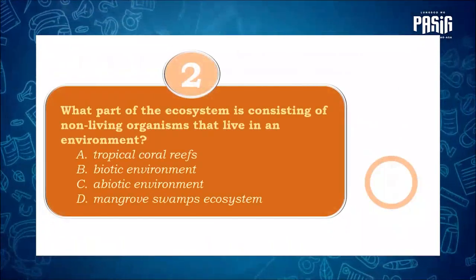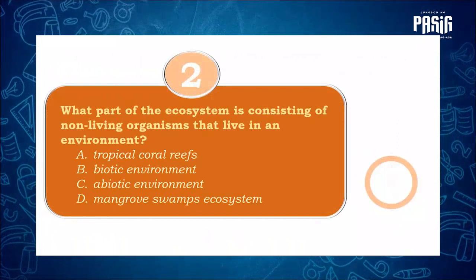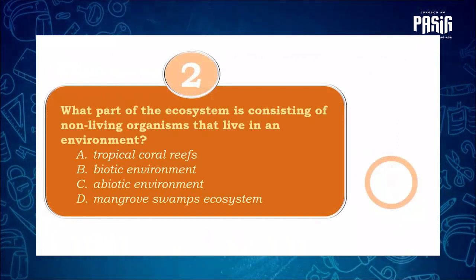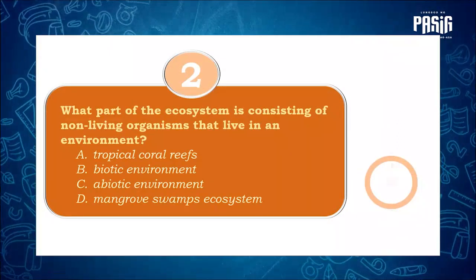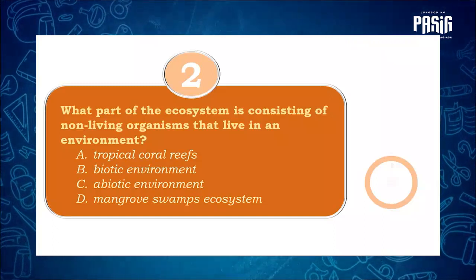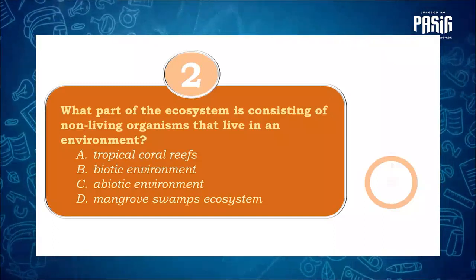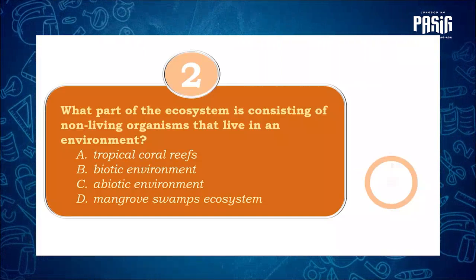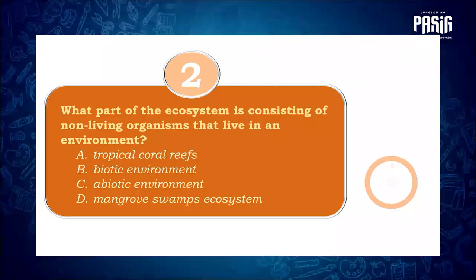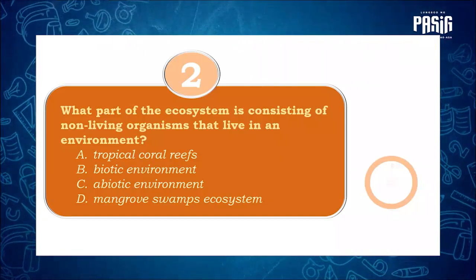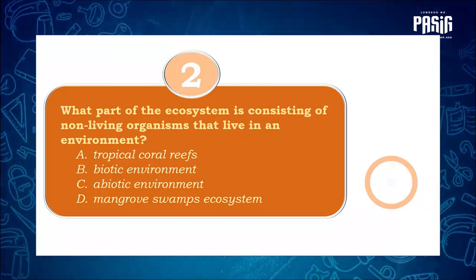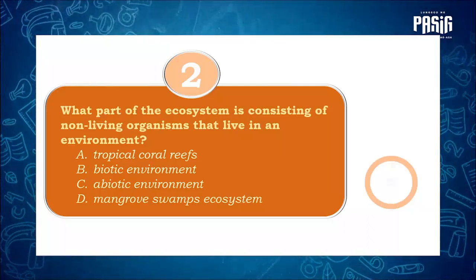Number 2. What part of the ecosystem consists of non-living organisms that live in an environment? A. Tropical coral reefs. B. Biotic environment. C. Abiotic environment. Letter D. Mangrove swamps ecosystem.